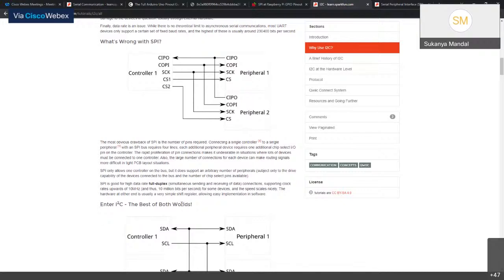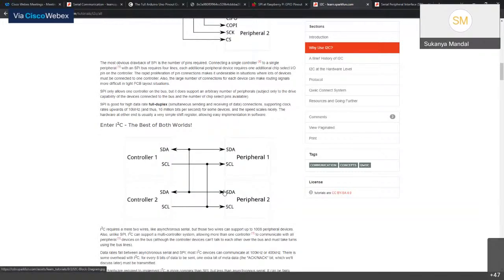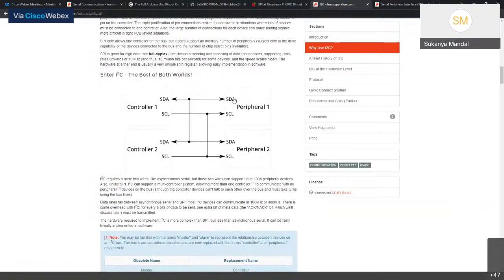Few drawbacks of UARTs, few drawbacks of SPIs. And this is where I2C kicks in. I2C basically requires just 2 wires. You just connect the SDA to SDA and SCL to SCL. SCL stands for serial clock, and the SDAs are the data bits.